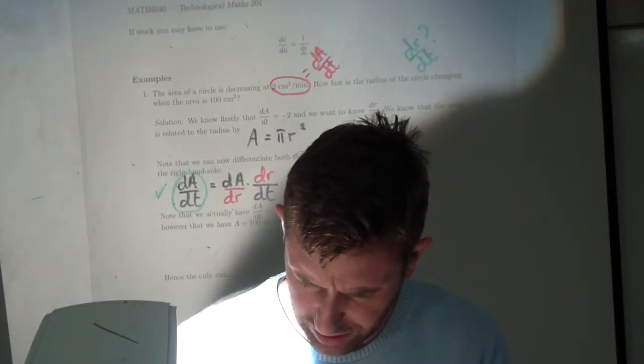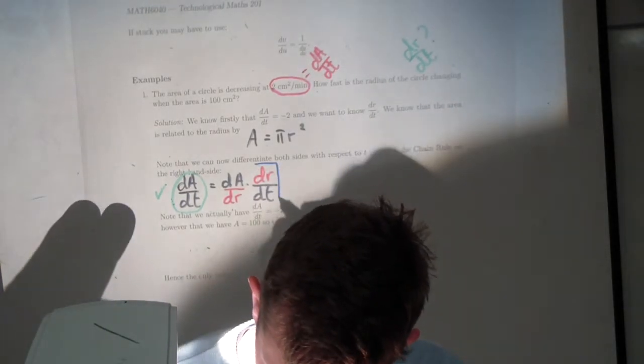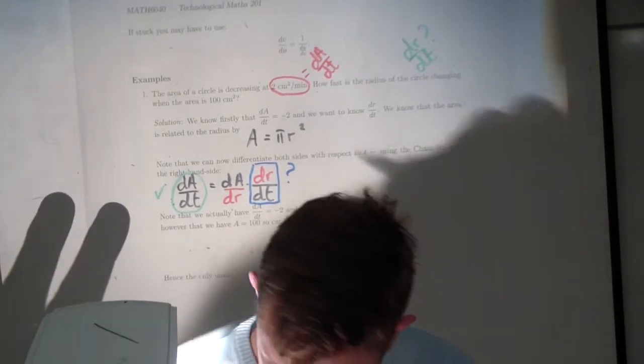Sorry, maybe my colours aren't great now, I'm afraid. This is what we're looking for, dr/dt. So I can find dA/dr as 2 pi r, but my problem is, I know dA/dt, I want dr/dt, I need to know everything about dA/dr. The question is, do I know the radius? Can I find the radius? Nope. The radius is an actual number. What else do I know?